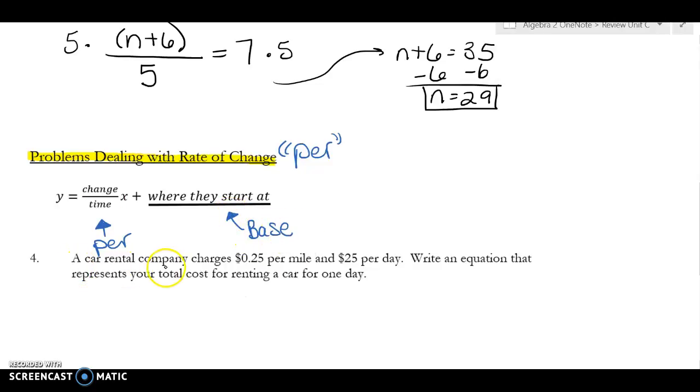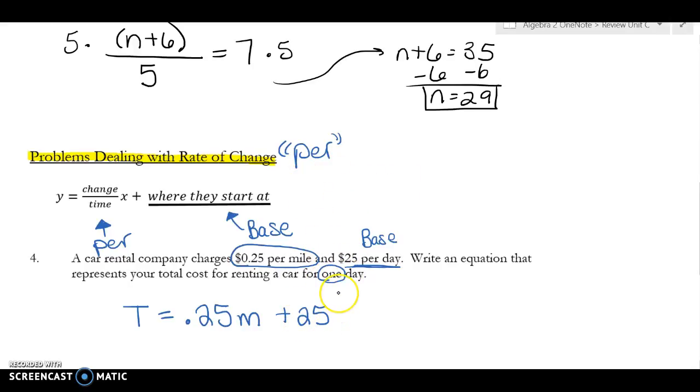So for number 4, a car rental company charges 25 cents per mile, and $25 per day. Now, I know that this has another per, but this per is just saying that regardless of if I drive anywhere, I'm going to pay $25. This is my base. And so my total equals that. Sometimes you're going to have two pers, but you have to realize which is the per that's going to be changing. We're only renting the car for one day, and so since we're renting it for one day, that's why I just add the 25 and that's my base.